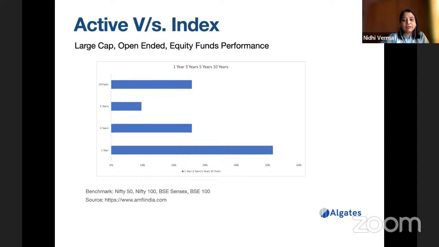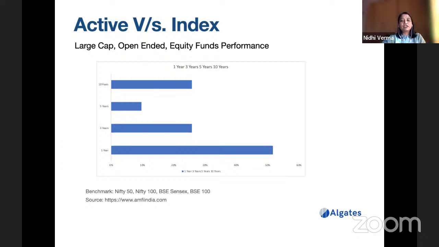So if we see the performance over 1 year, we see that more than 50% of the funds were able to beat the benchmark index. But when we go to longer terms, say 3 years, less than 30% of the funds were actually able to beat the benchmark index. And over the last 5 years, just a little more than 10% of funds were able to do that. And of course for 10 years it is a little higher, but still less than 30%.